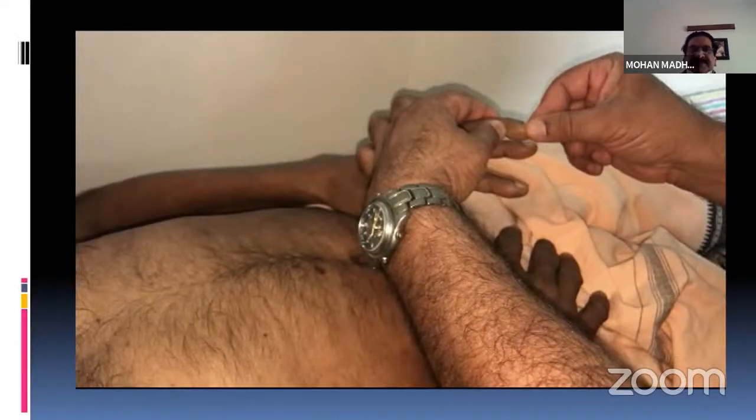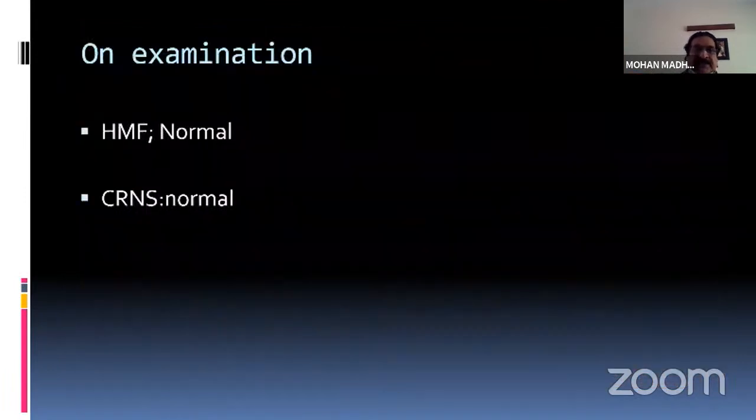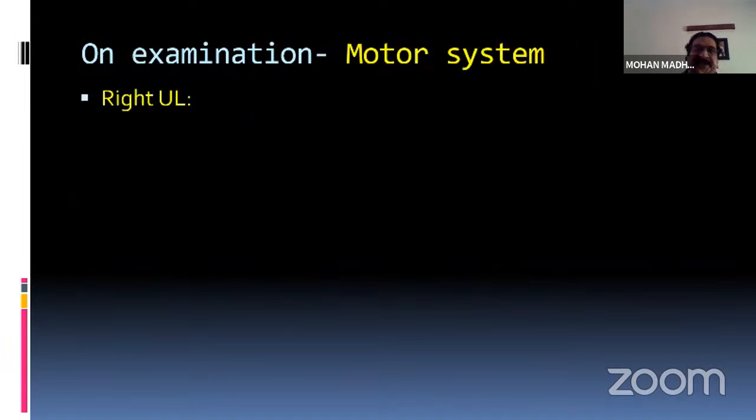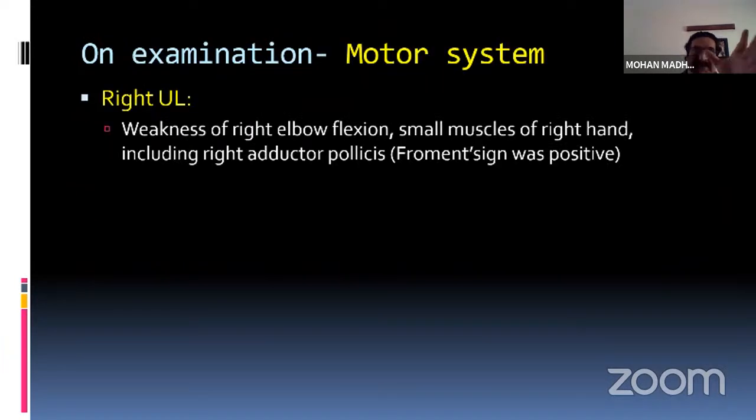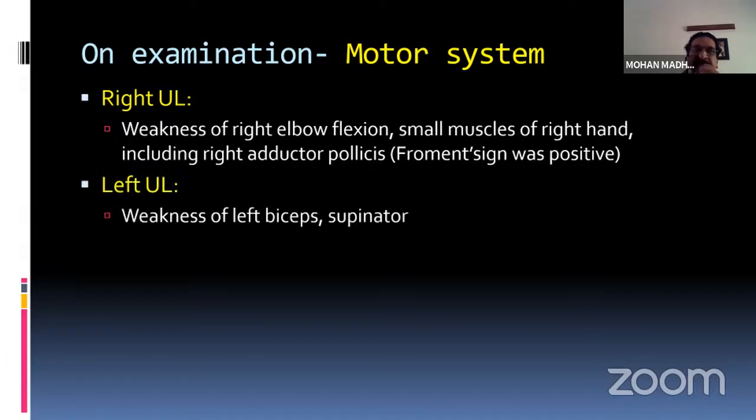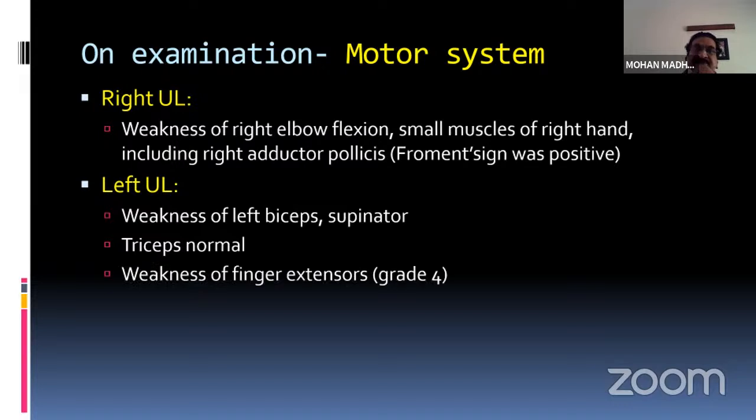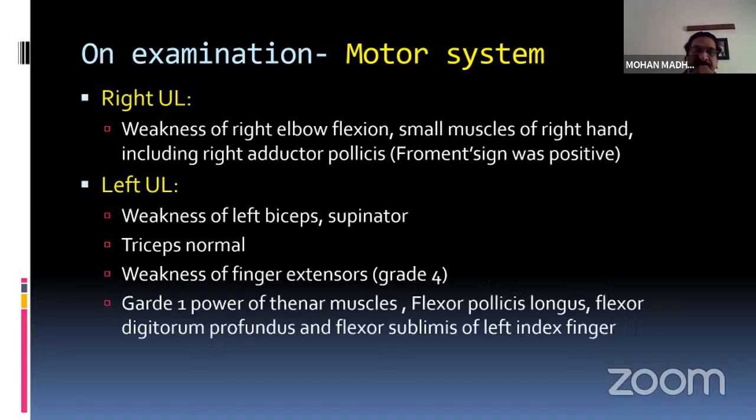Okay. So these are the findings. Higher function is normal, cranial nerves are normal. The motor system, right upper limb, that is the limb without complaint. Weakness of the right elbow flexor was mild. Small muscles of the right hand are weak, including adductor pollicis, because common sign was positive on the right side. Left side, weakness of the left biceps and supination. Triceps power is normal. Weakness of the finger extensors is about grade 4.